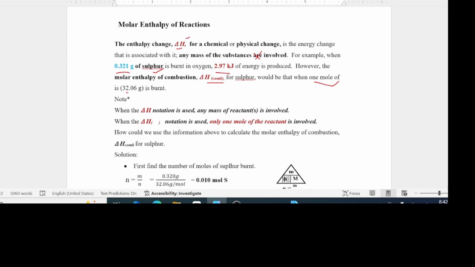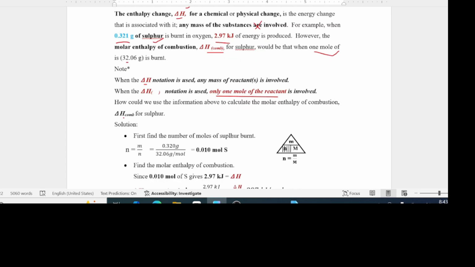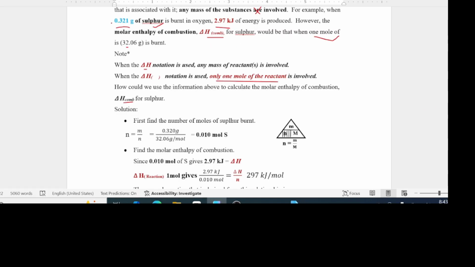So let's look at what is happening here. In this case, we're looking at the molar enthalpy of combustion for sulfur. All right, let's go back to this problem. You have that amount of sulfur producing that amount of energy. Now we want to know how much is produced when 1 mole of sulfur is burned. So the first thing we do is to find the number of moles of sulfur. Going back to our little mole triangle here, number of moles is equal to mass divided by molar mass. So that's the mass there, divided by its molar mass, and we get that number of moles of sulfur.